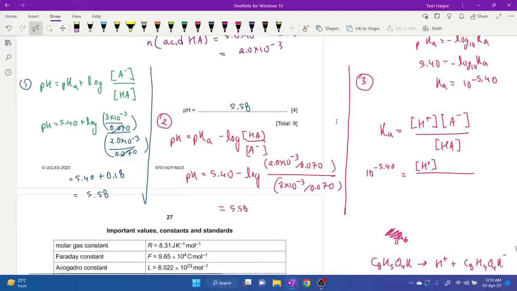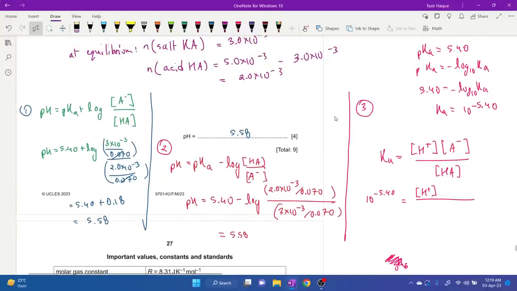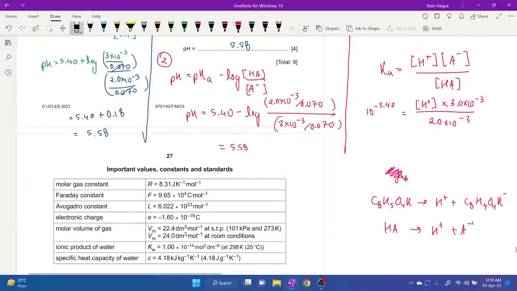Now we know that the concentration of the salt, or A minus, is basically 3.0 into 10 power minus 3, yeah? So the into 3.0 into 10 to the power minus 3, and the concentration of the acid remaining is 2.0 into 10 to the power minus 3. I personally do not prefer this method, but they've recently started using it. So the concentration of H plus is actually 10 to the power minus 5.4 times 2 into 10 to the power minus 3 divided by 3 into 10 to the power minus 3. Okay, that gives you a value of 2.65 into 10 to the power minus 6.